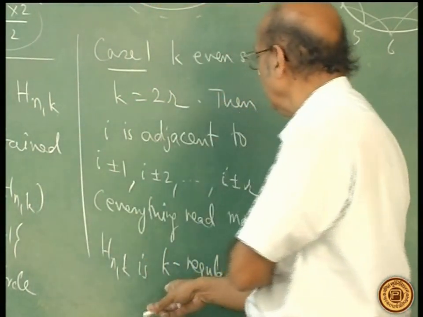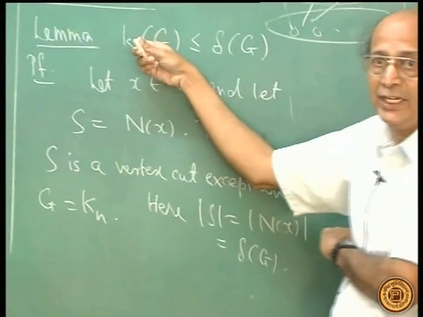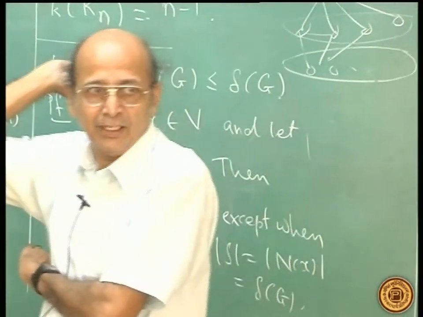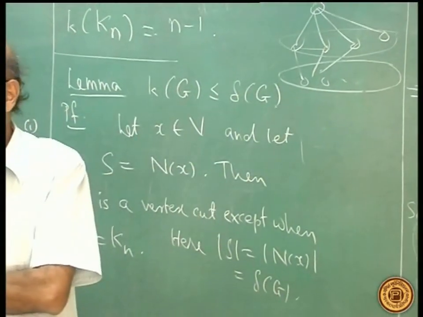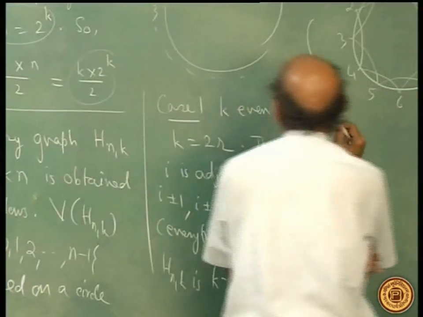Being k regular, the minimum degree is k. Delta G is equal to k. So the connectivity will not be any bigger than k. It can be at most k. We want to say that it's equal to k. Why is that so?